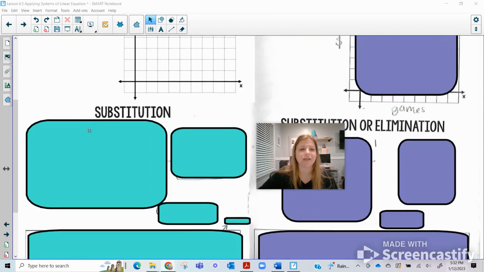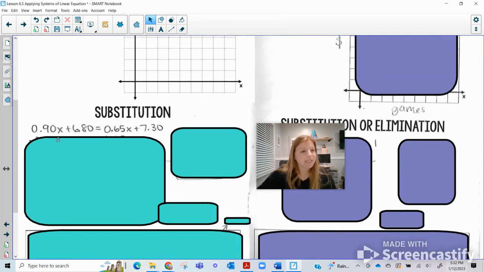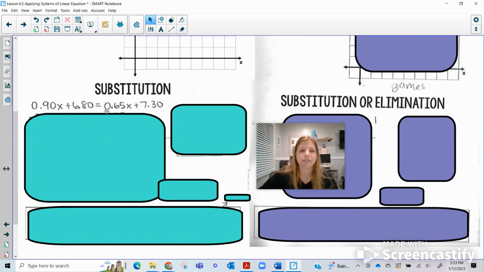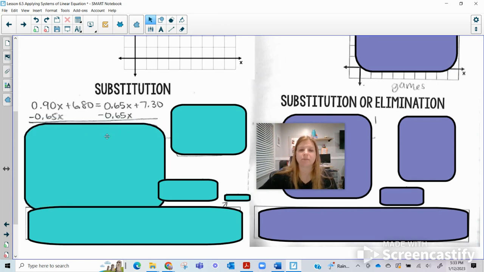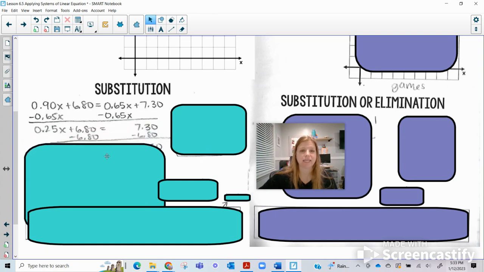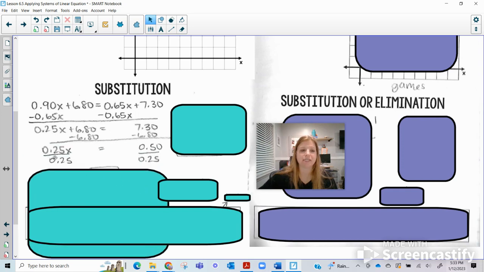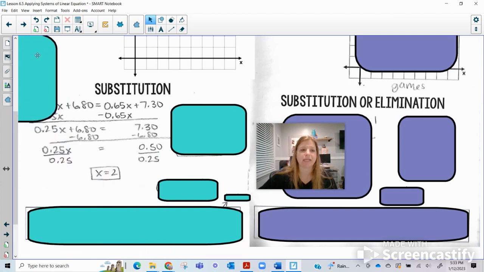So that means that 0.90x plus 680 equals 0.65x plus 730. Again, this is just a multi-step equation, so you may want to pause right now and see if you can solve this, and then press play. I subtracted 65 cents x on both sides of this equation. Then I subtracted 680 on both sides. After finishing this up and dividing both sides by 0.25, I ended up getting x equals 2.